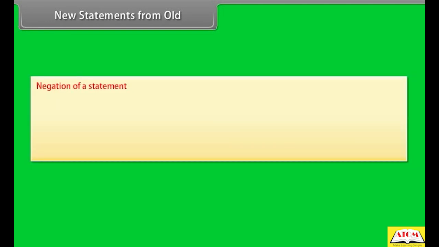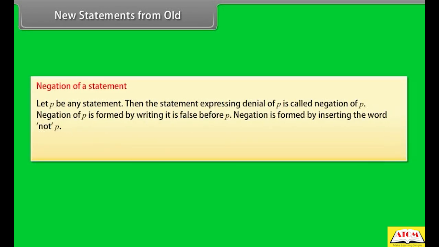New statements from old. Negation of a statement. Let P be any statement. Then the statement expressing denial of P is called negation of P. Negation of P is formed by writing "it is false" before P. Negation is formed by inserting the word "not". Negation of statement P is denoted as "not P."